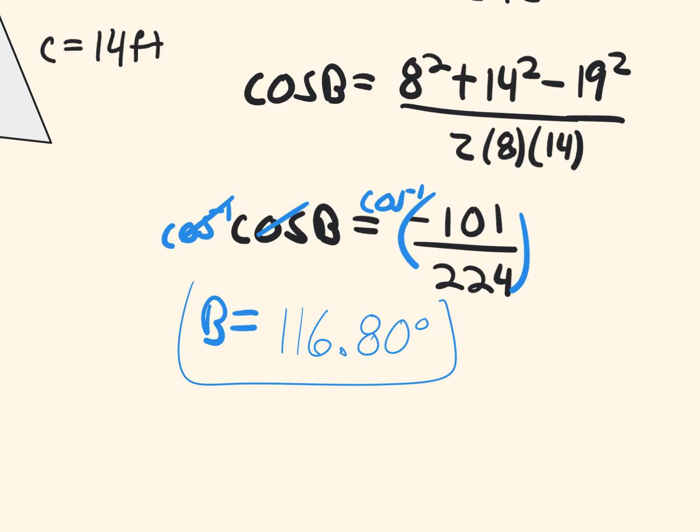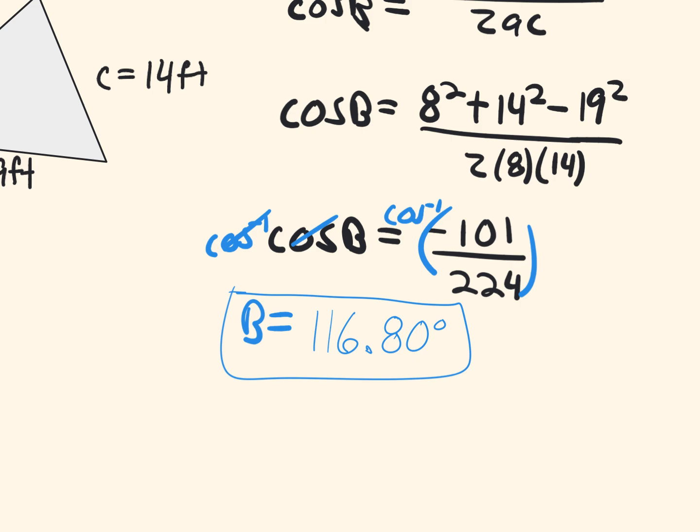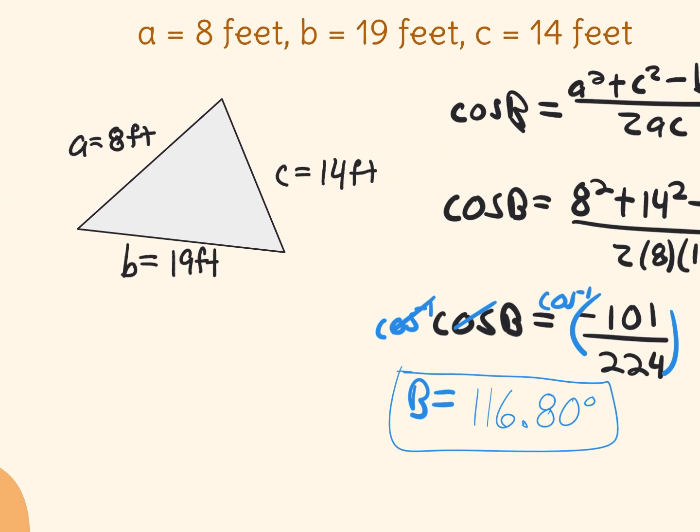116.80 degrees, or 0.8. So if there's a 0, it doesn't really matter. All right, so that's what we get as one of our angles. Are you okay with that one? Good, right? So in any given problem, you only have to use law of cosines once, just because once you have one of your angles, right?